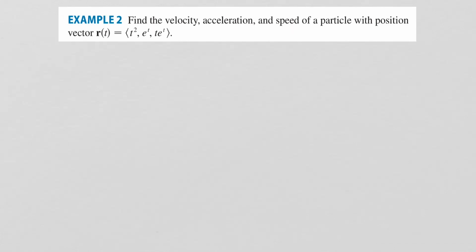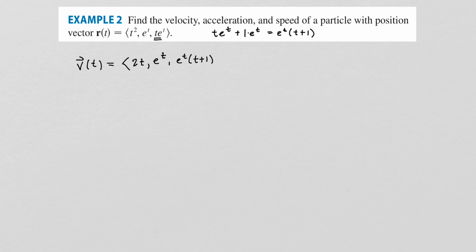Next, let's find the velocity, acceleration, and speed of a particle with position vector r given here. So once again, the velocity vector is simply the derivative of each component, which will be 2t, e to the t, and then the derivative of t times e to the t is t e to the t plus 1 times e to the t. So it is e to the t times (t plus 1). So this is our velocity vector.